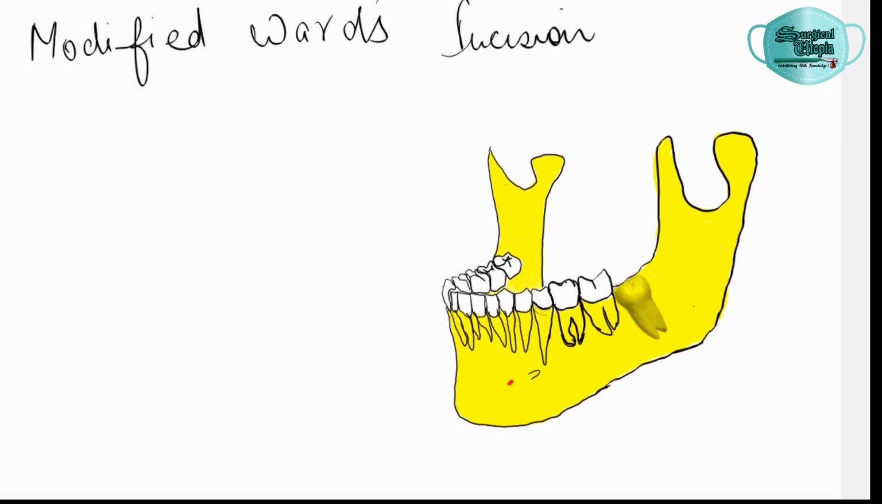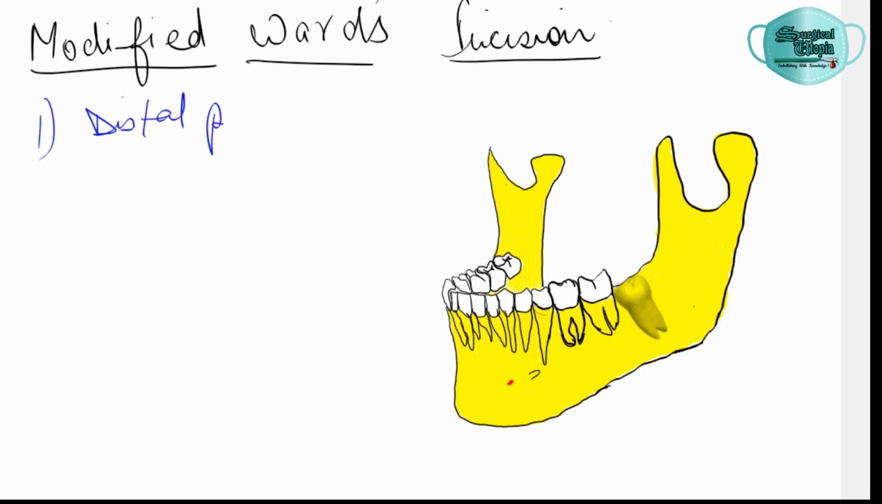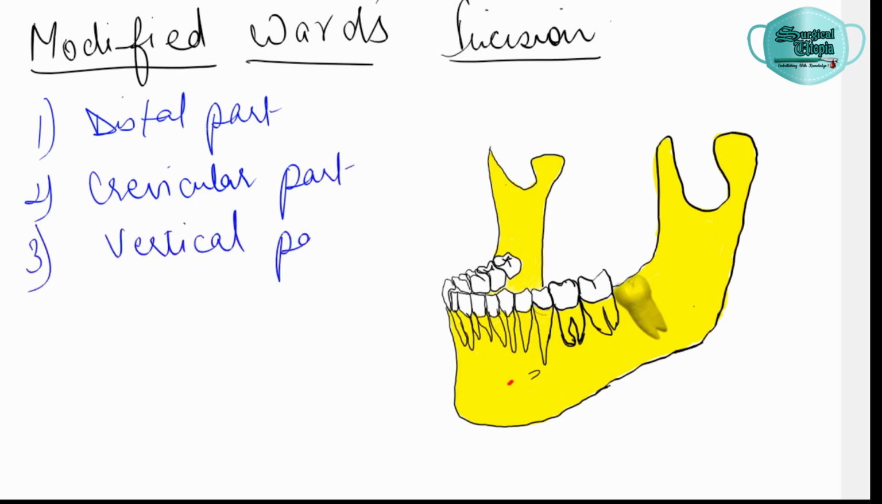This incision is mostly used in cases when the impacted tooth is distoangularly placed or it is horizontally placed, because in these cases we require more exposure for accessibility and visibility of the tooth. So this incision is also a triangular incision with three parts, that is the distal part, the second one is the clavicular part similar to that of the envelope incision, and the third one is the vertical part. There is a slight difference in the vertical part of the incision as compared to the traditional Ward's incision.